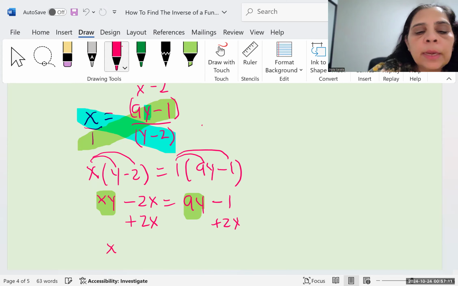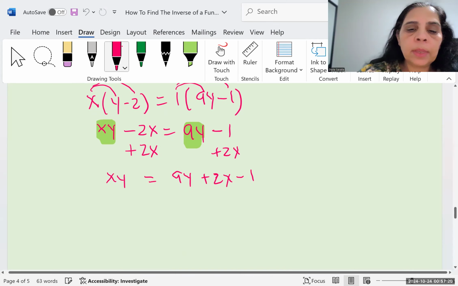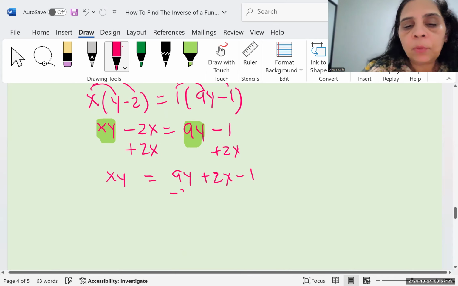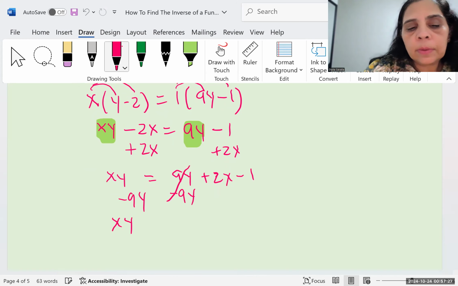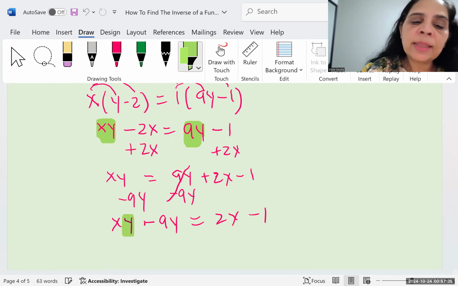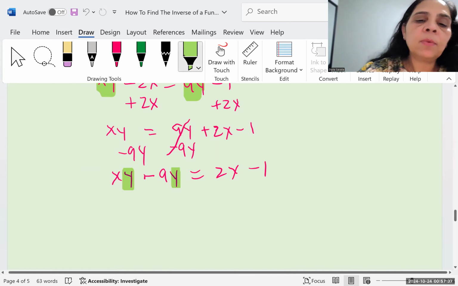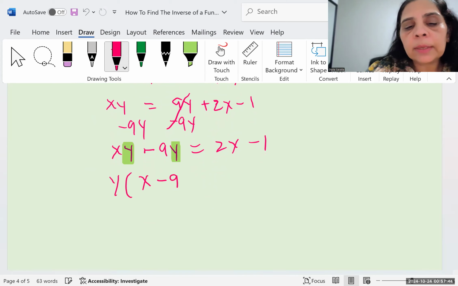Right, so we can write xy equals 9y plus 2x minus 1. Now we can remove 9y to the other side: xy minus 9y equals 2x minus 1. Now we can see y is the GCF, so we can take it out. What's left inside the parenthesis is x minus 9.